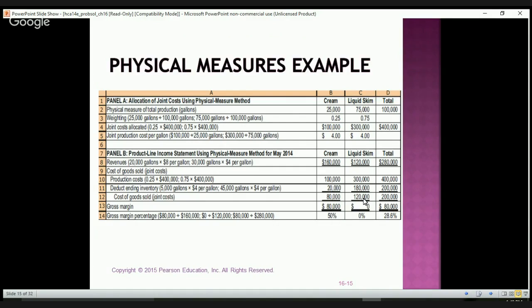Now, for the cream, or the liquid skim, same process. I have 45,000 gallons at $4 per gallon, which is 180,000. I'm going to take that from my production cost of 300,000, and I get 120 for my cost of goods sold. So in this case, we break even. We have revenues of 120, cost of goods sold of 120. So I have 0 for my gross margin and 0 for my gross margin percentage.